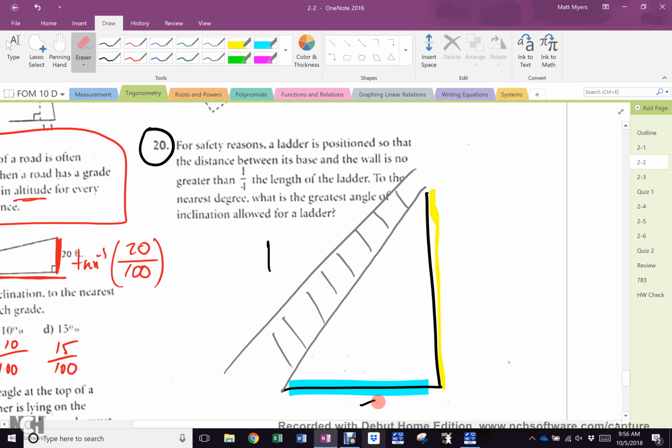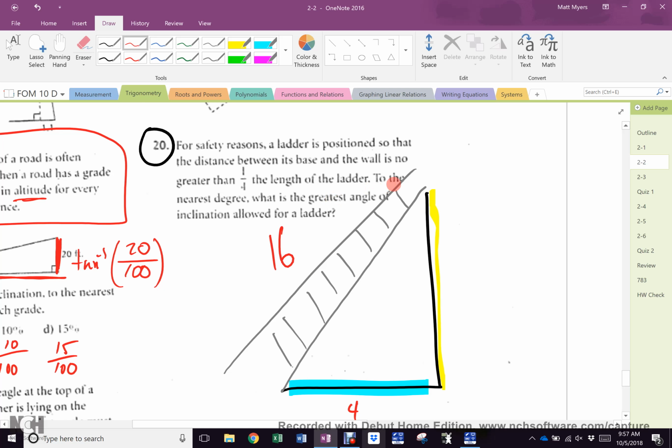Jeremy said, well, Myers, couldn't you have made the ladder 4 meters? Which would make this 1. What if you made the ladder 12 meters? This would be 3. What if you made the ladder 40 meters? 10. Does it matter? No. So choose a number. Say a number. 16. If that is 16, this can be 1/4 of that. So what is it? 4.